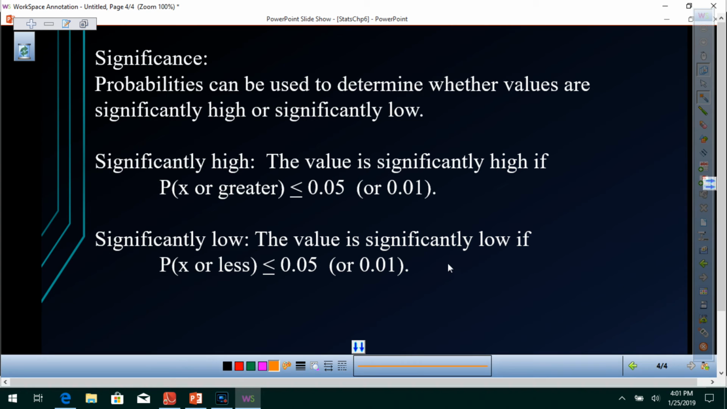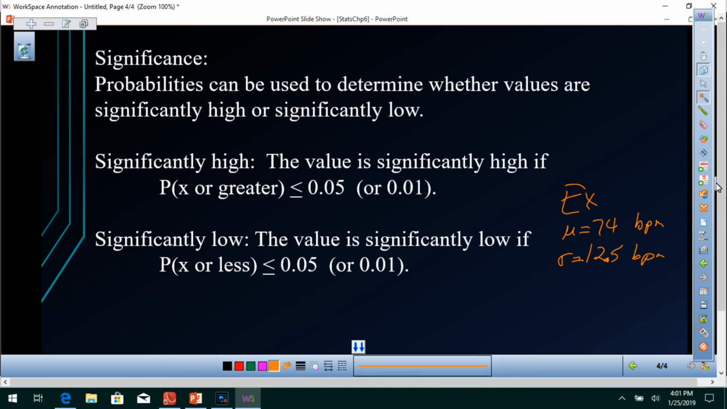Here we've got an example. This will be pulse rates of women. Women's pulse rates had a mean of 74 beats per minute, with a standard deviation of 12.5 beats per minute. All right, so we've got that. What we want to do is see what would be significantly high or significantly low.